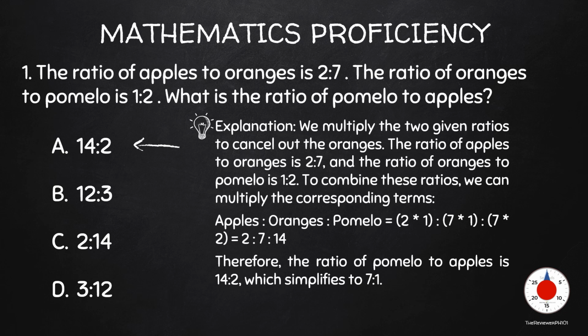Explanation: we multiply the two given ratios to cancel out the oranges. The ratio of apples to oranges is 2 to 7, and the ratio of oranges to pomelo is 1 to 2. To combine these ratios, we multiply the corresponding terms: apples, oranges, pomelo equals 2 by 1, 7 by 1, 7 by 2, equals 2, 7, 14. Therefore, the ratio of pomelo to apples is 14 to 2, which simplifies to 7 to 1.